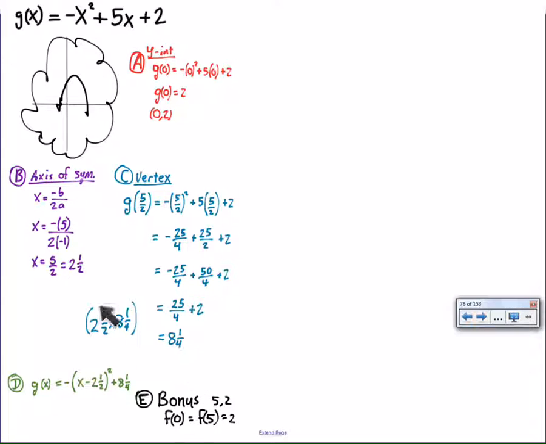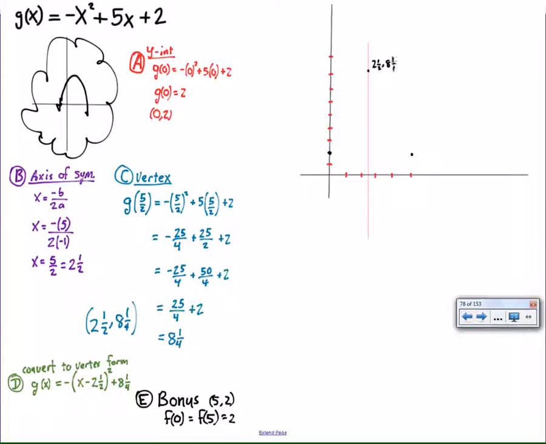Bonus point, the axis of symmetry is at 2 1/2. If I double that, I get 5. So if I'm at 0, 2, I'll also be at 5, 2. Put all that information together, produce a nice little graph, with all the details.